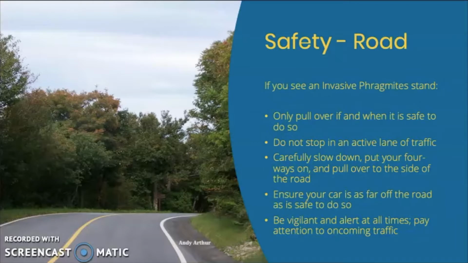Next, some more road-specific safety. So we recommend, of course, that you always follow the rules of the road first and foremost. And then if you see an invasive Phragmites stand, only pull over if and when it is safe to do so. Do not stop in an active lane of traffic. Again, if you see an invasive Phragmites stand, carefully slow down, put your four-ways on, and pull over to the side of the road. Again, only if it's safe to do so. And when you pull over, ensure your car is as far off the road as possible and as is safe to do so.